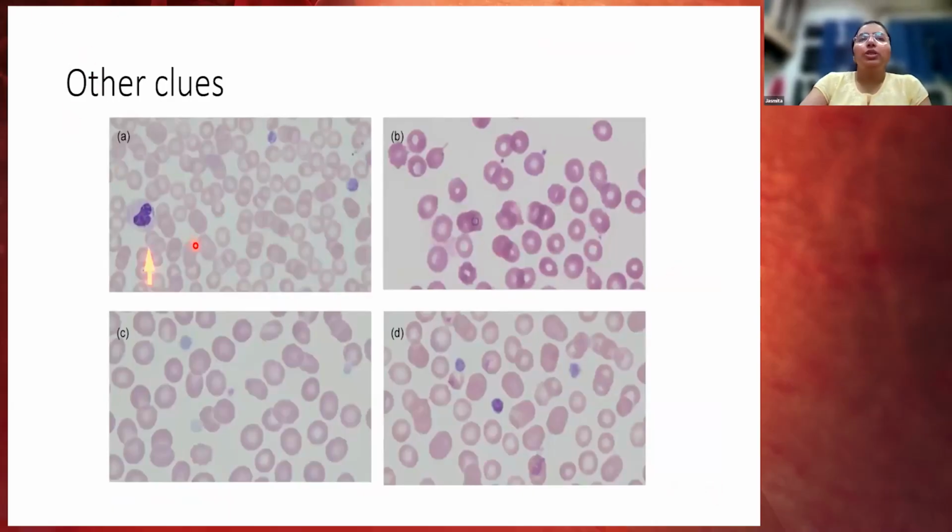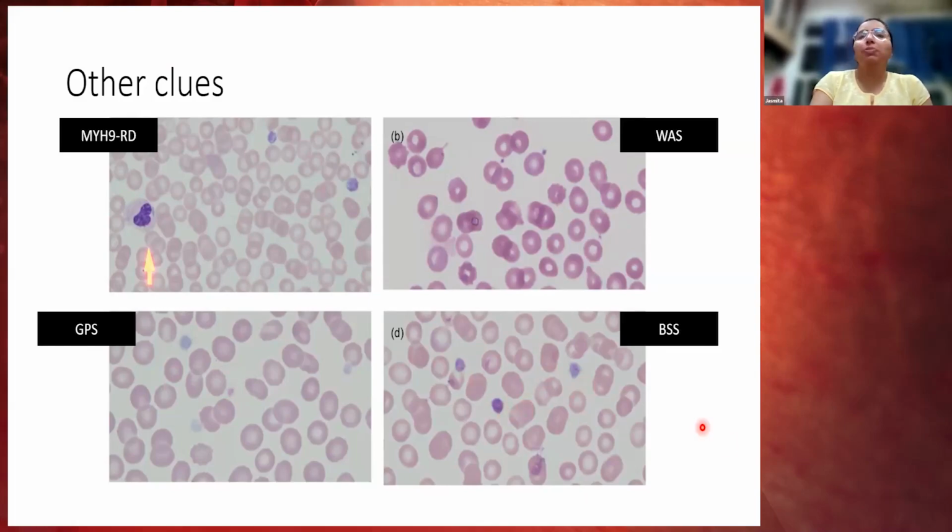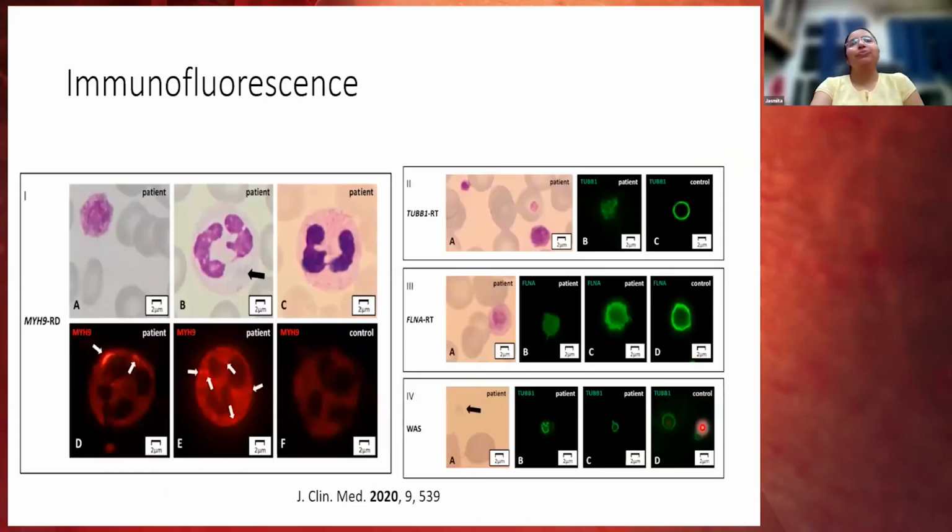Now, these are the other clues. In picture A, you see a Döhle-like inclusion, and that is associated with MYH9 related disorder. In the next picture, we have small platelets, so this is Wiskott-Aldrich syndrome. In the third picture, you have a normal platelet with relatively normal granularity, and then you have platelets with absolutely large granules, so we're looking at gray platelet syndrome. In picture D, the granularity appears to be normal, the count appears to be low, but all the platelets seem to be slightly large in size. This is a patient who was eventually diagnosed as Bernard-Soulier syndrome.